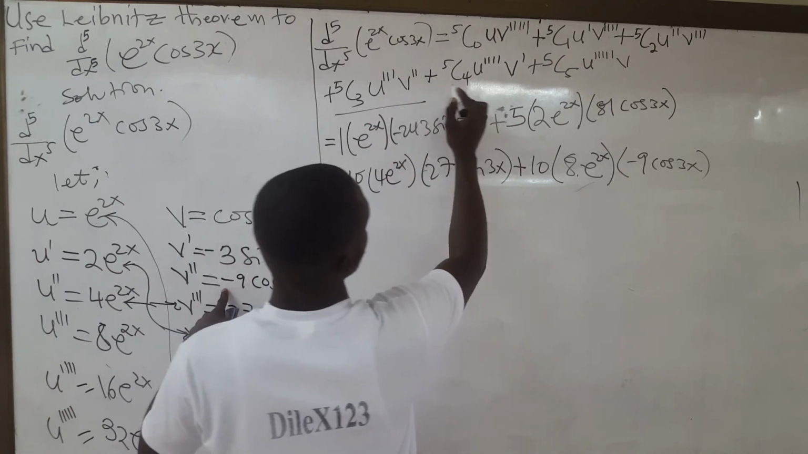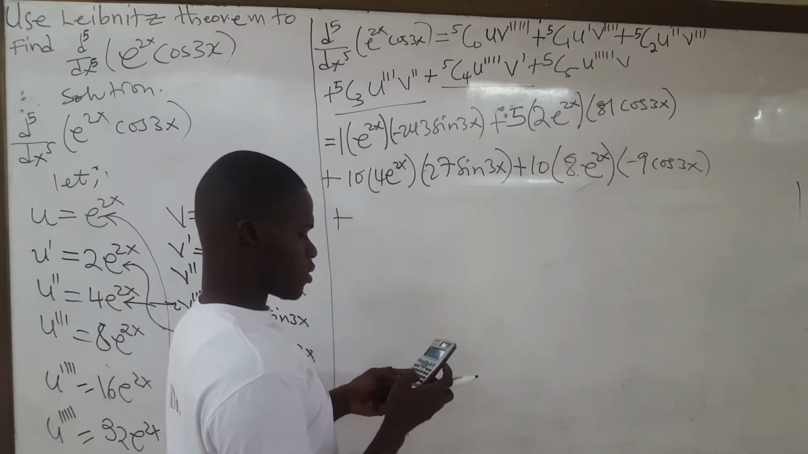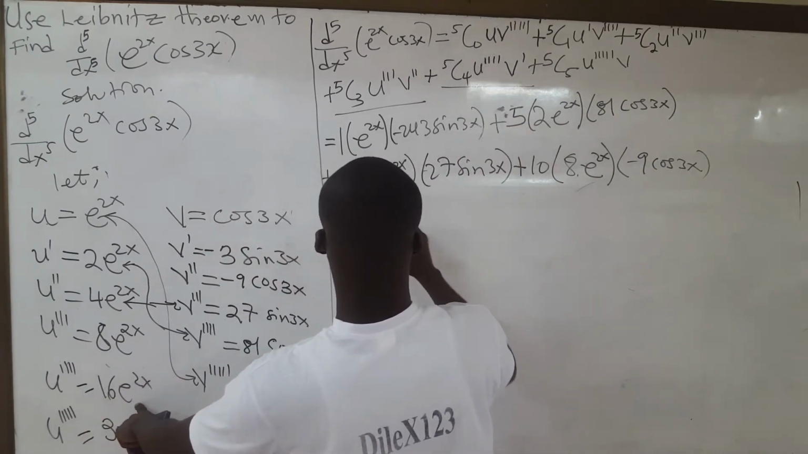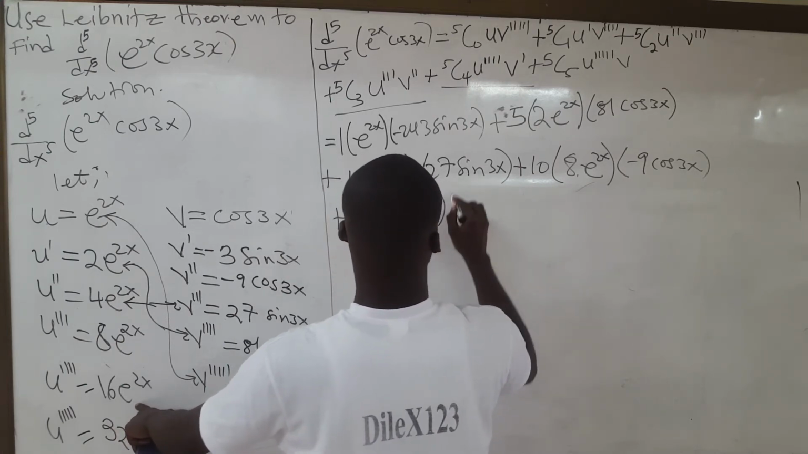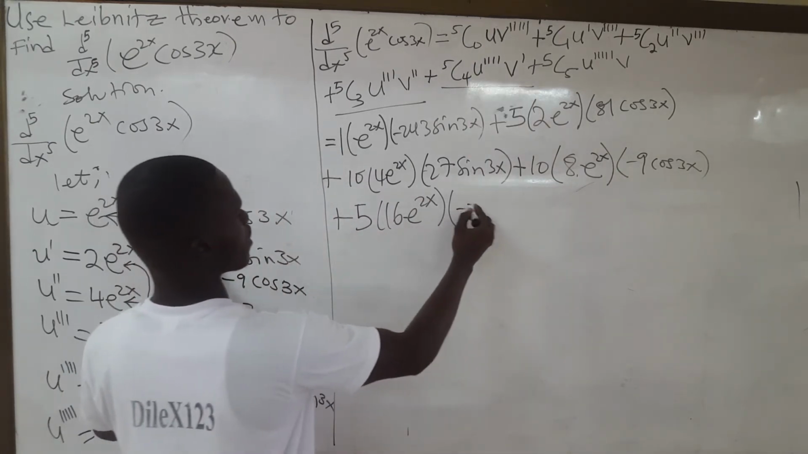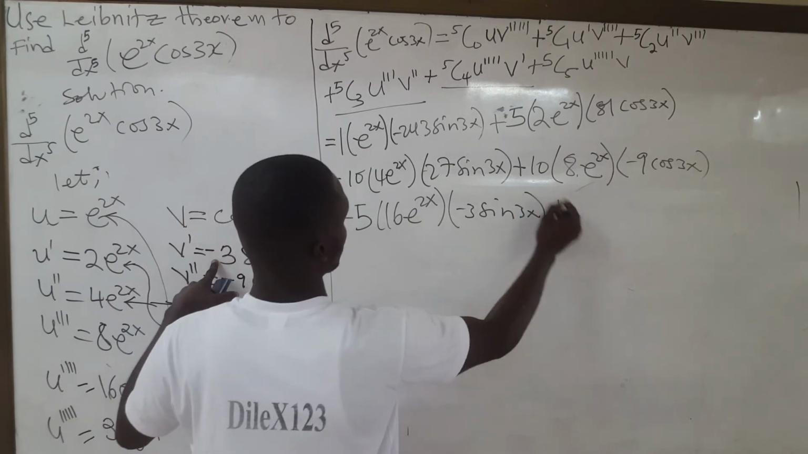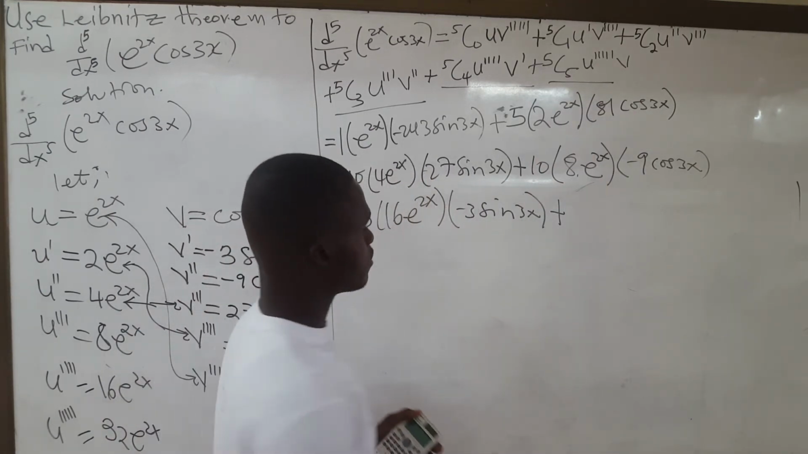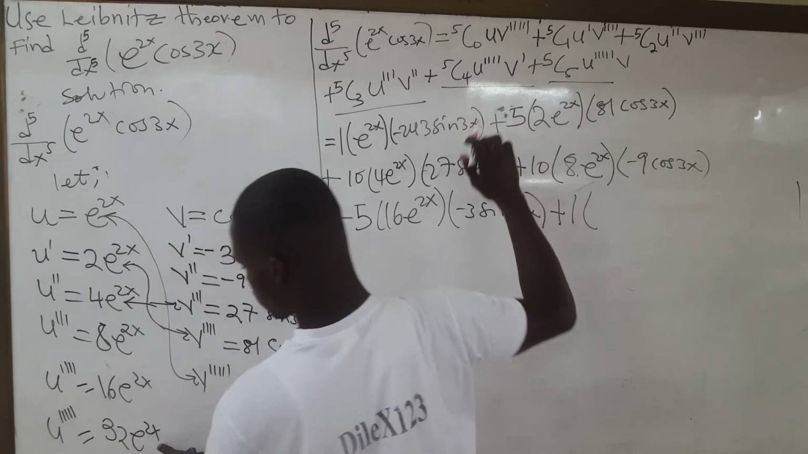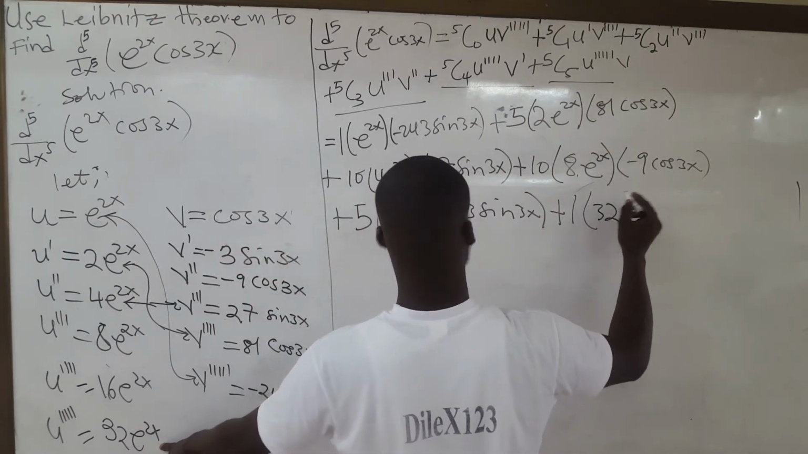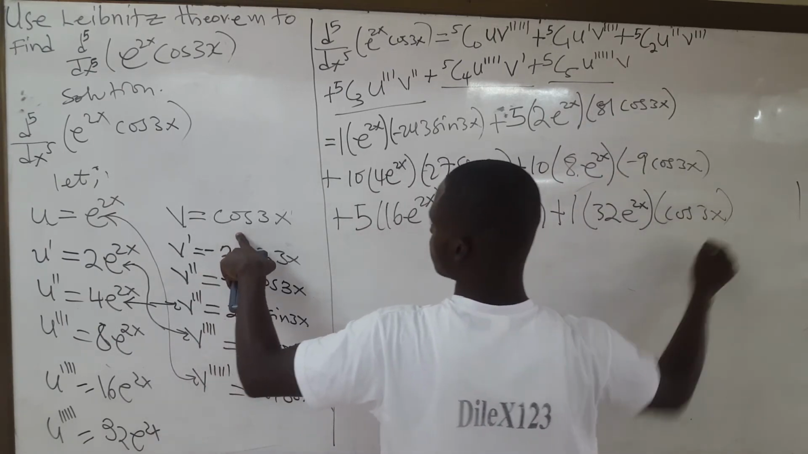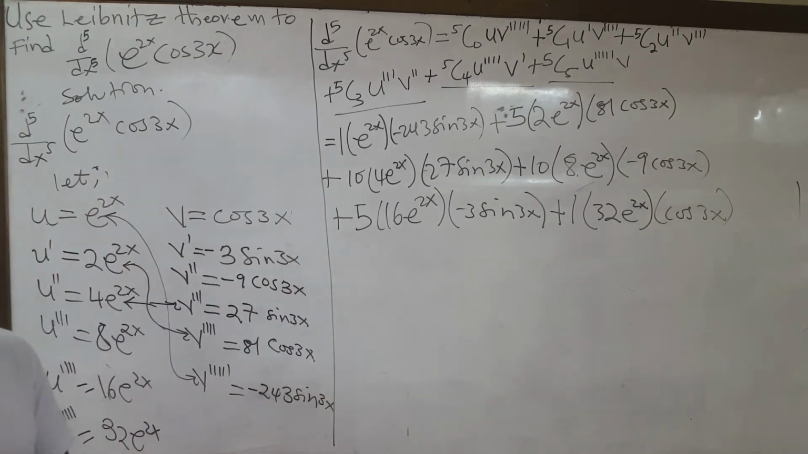Plus, we are done with this. We are moving to 5 combination 4. So 5 combination 4 is 5. We take the fourth differential of u, that is 16 e exponent 2x. We multiply that by v prime, the first differential of v, that will give us negative 3 sine 3x. We add that finally to 5 combination 5, which is 1, times the fifth differential of u, which is 32 e exponent 2x, times v, that is cos 3x. So if you are able to safely do this, it means you are done with it.